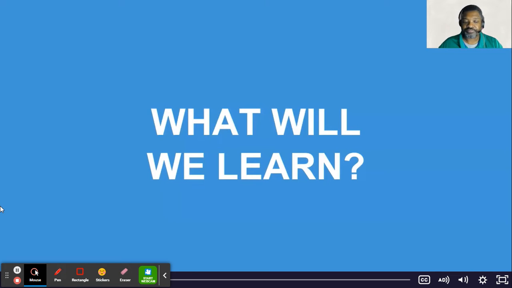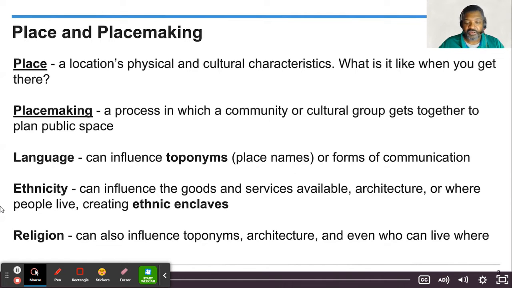What will we learn? First, we'll see that place is a location's physical and cultural characteristics. I often like to use the question in my class, what is it like when you get there? Think about when you go to your best friend's or your Aunt Susie's house or your Aunt Crystal's house for dinner. What is it like when you get there? When you go on vacation, what is the first thing you take in? You take in the physicality of it. You have dinner or lunch and you'll maybe have some local food. You're figuring out that is all a part of place.